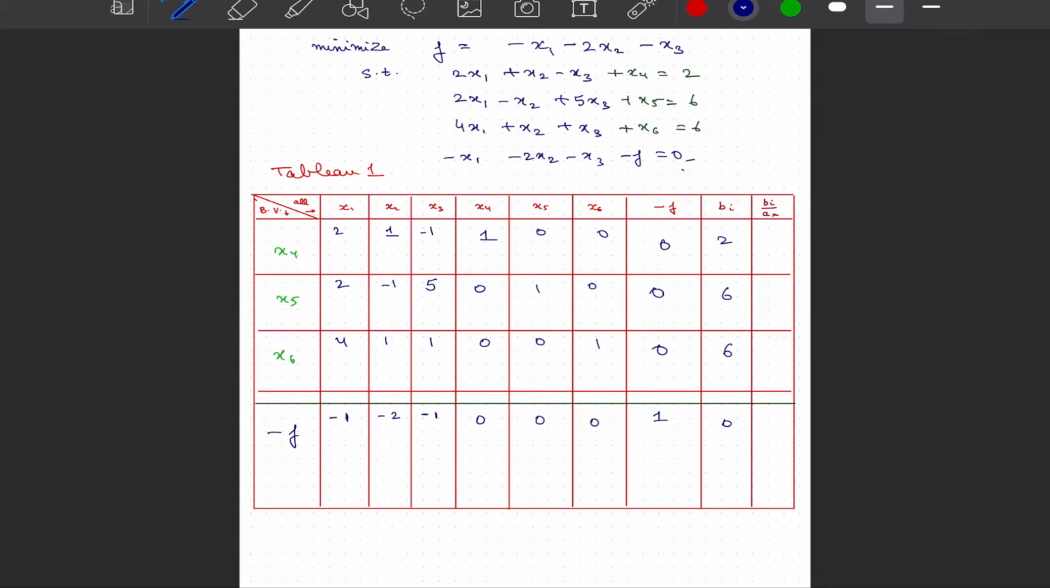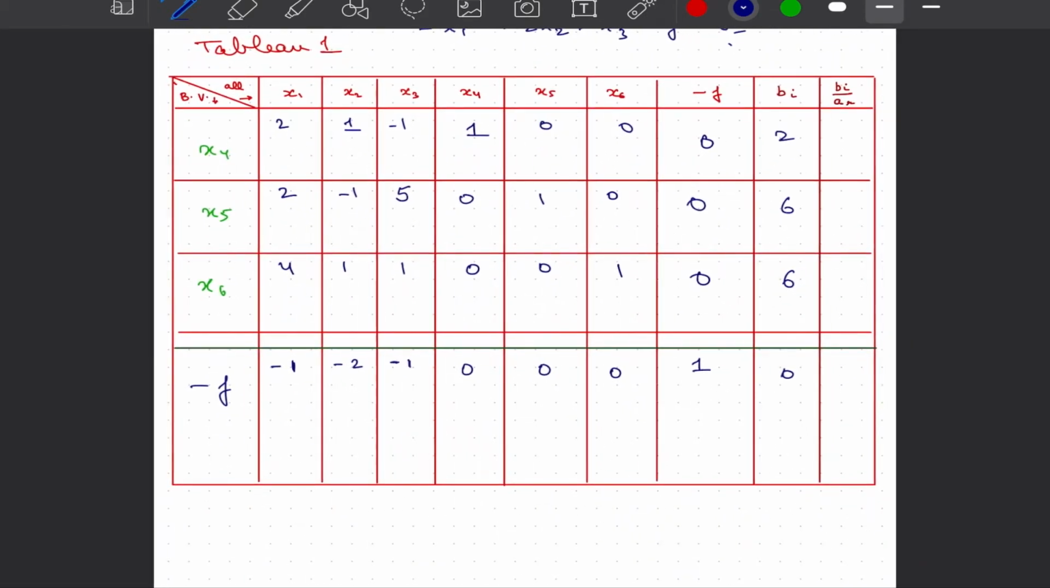Now our first tableau is complete except the last column, so we will see how we can do that. First of all, since this is a minimization problem, we have to identify our entering variable. The entering variable is the one which has the maximum negative coefficient, which in this case is minus 2. Once this is chosen, we define it as our next pivot column, so we will highlight our pivot column here.